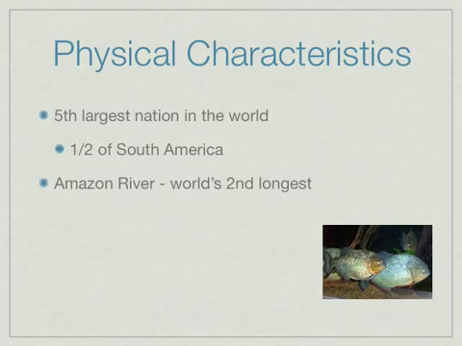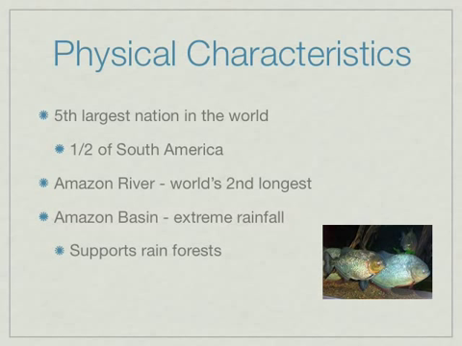And some major physical features, we discussed this already. The Amazon River is the world's 2nd longest, behind only the Nile. Now, along with the Amazon River, we also have the Amazon River Basin, which, as a result of the Amazon River, has an extreme amount of rainfall which can support the rainforest throughout Brazil. And to the east of Brazil, we note that it borders the Atlantic Ocean.